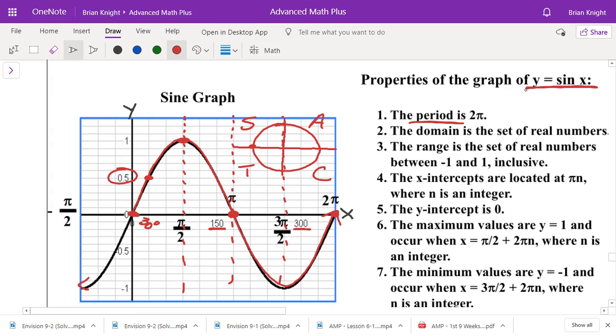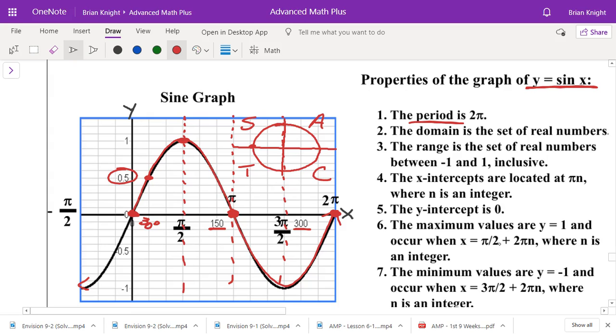All right, it tells you the x-intercepts are located at pi times n. So when I say the x-intercepts are at the pi's, that's what I mean. The x-intercepts are where it crosses the x-axis: at 0 pi, 1 pi, 2 pi, 3 pi, 4 pi. Okay, its maximums. It says the maximum values are y equals 1 where x equals pi over 2 plus 2 pi n, where n is an integer. That to me is hard to understand.